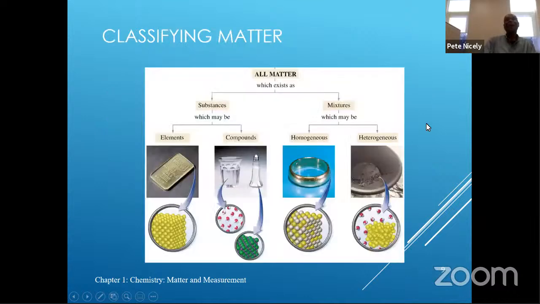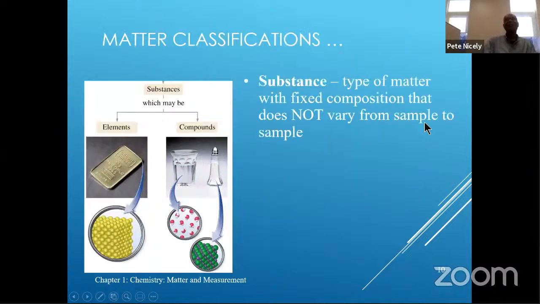Okay, so now we're going to get into a discussion of matter and the classification of matter. And again, this is something that you should have met before. First thing we need to talk about is, well, I think we defined it before. I'm going to define it again. Matter is anything that has mass and volume. So any material that you come across, basically it's made up of matter.